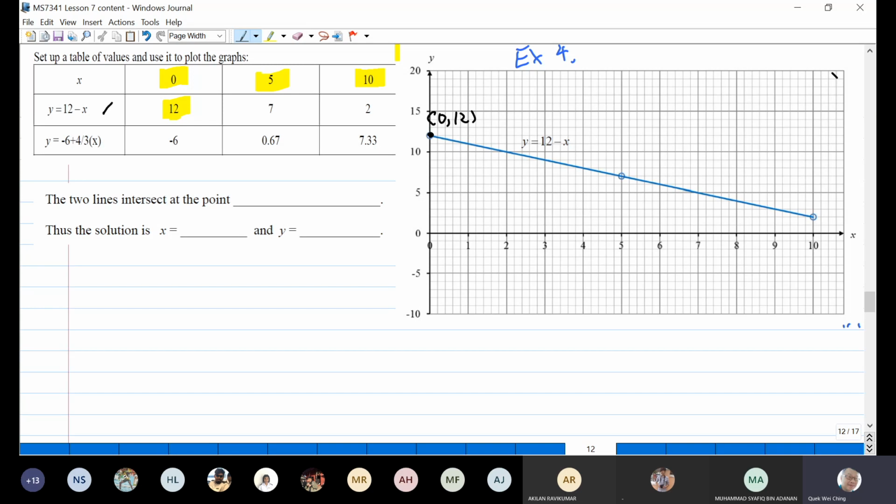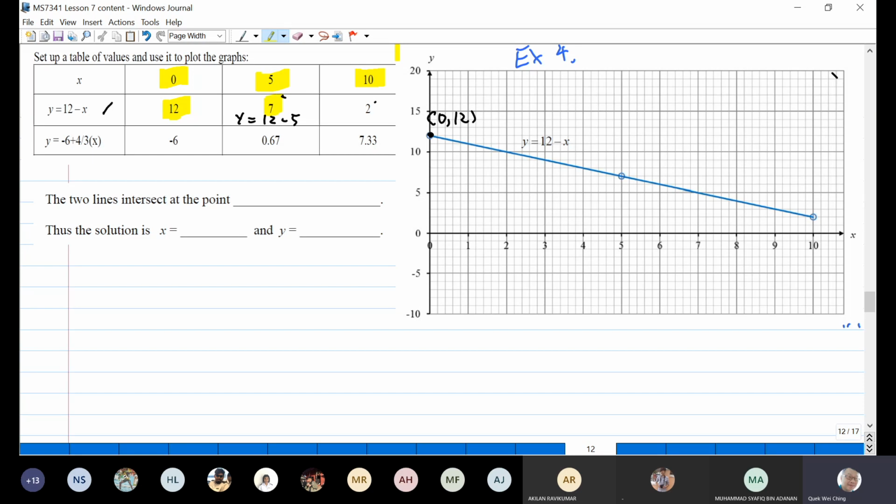And then what happens when x equals 5? This point is arbitrarily chosen, but try to make them as far apart as possible so that they are not close together. When x equals 5, y equals 12 minus 5. 12 minus 5 is 7, right? So you get the point (5, 7).